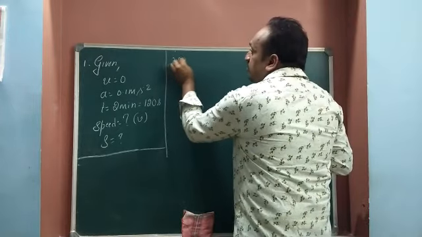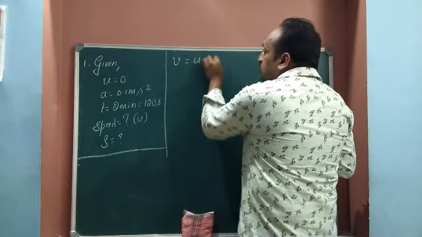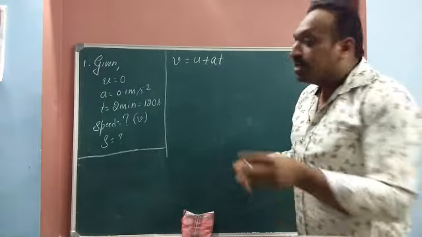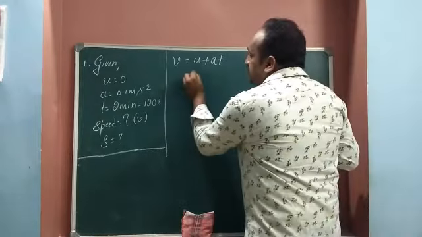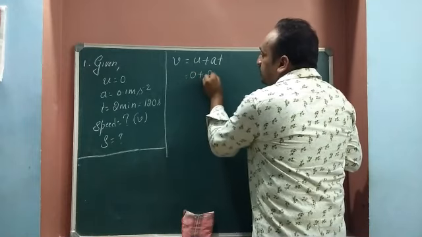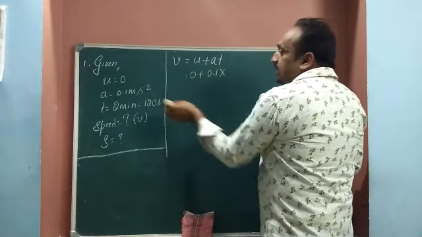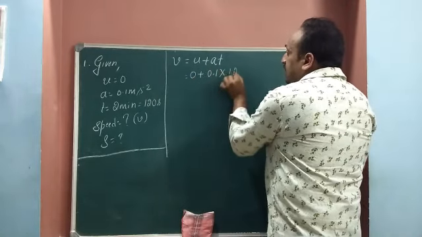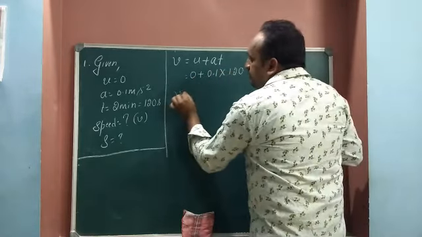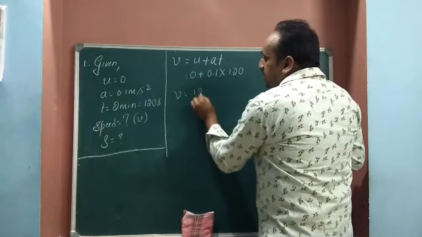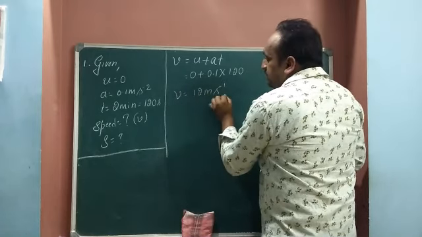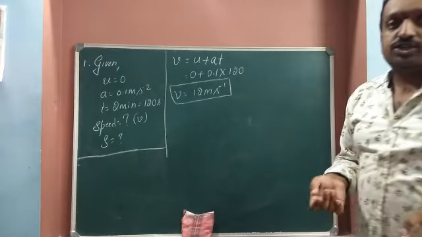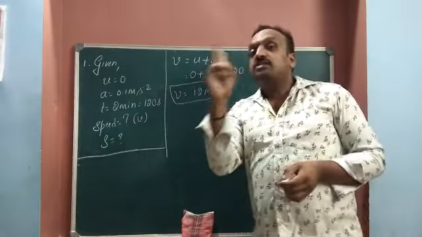First we need a formula. v is equal to u plus at, one of the formulas of equation of motion. Substitute the value. 0 plus a is 0.1 into the time is 120. So v is equal to 12 meter per second. This is the solution for the first question. Now go for the second one.